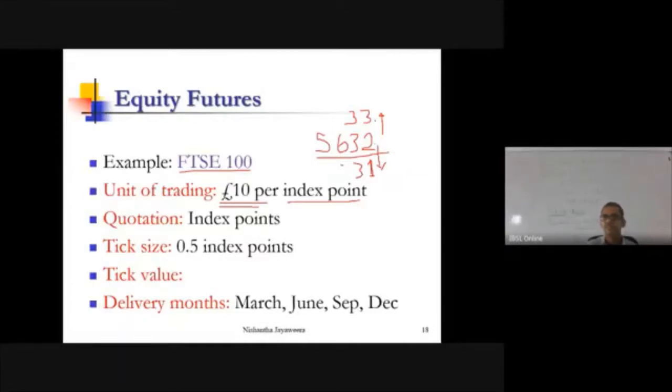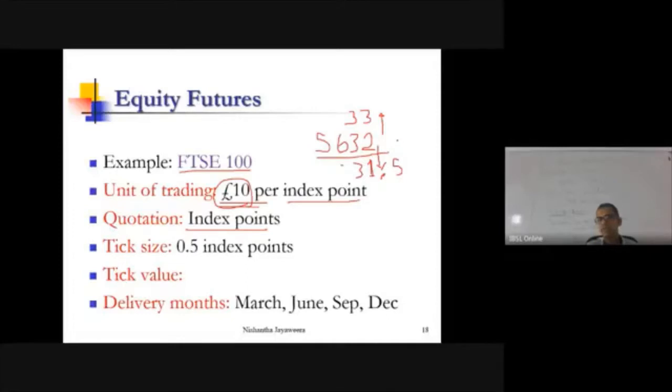So if the market moves from 32 to 33, you get 10 pounds. The quotation is based on index points, not in terms of sterling pounds. Now the points are 32, 33 or 31. Tick size is 0.5 index points. That means you can go to the first decimal, but only 0.5. From 32, the index can go down by 0.5 index points, that means it can go down to 31.5.